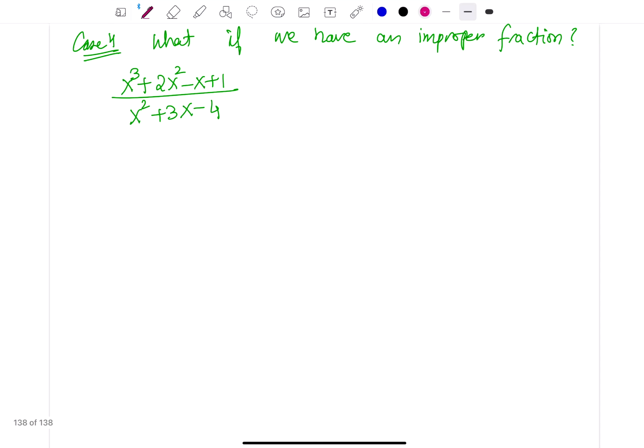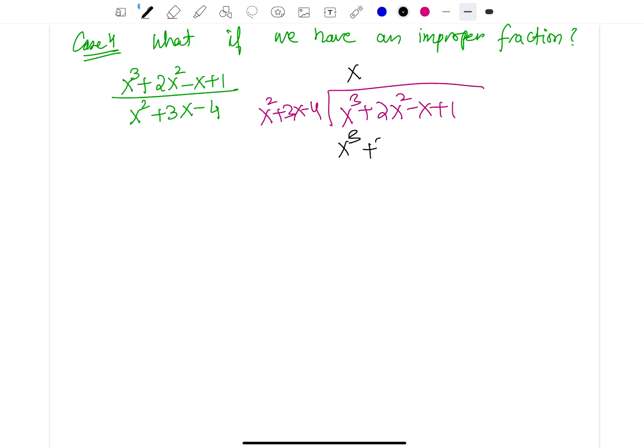Now we're going to discuss the last case, when we have an improper fraction. If we have an improper fraction for partial fraction decomposition, we need to do long division first. So long division here: x cubed plus 2x squared minus x plus 1 divided by x squared plus 3x minus 4. X squared times what gives you x to the third? It would be x. So that's x to the third plus 3x squared minus 4x.